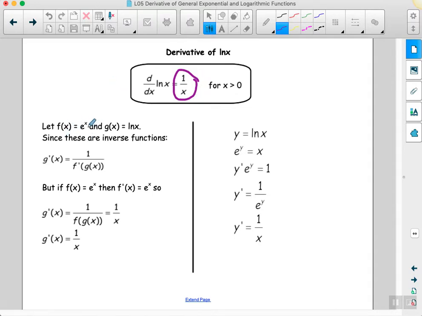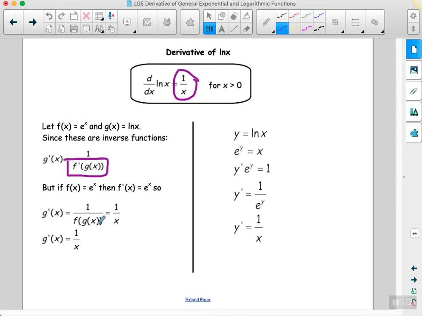f of x and g of x are inverse functions, right? So in the previous lesson we were looking at this formula: g prime of x is 1 over f prime of g of x, as long as these two are inverses, and these two are definitely inverses. I will note, though, that if f of x is e to the x, then f prime is e to the x. So I can rewrite f prime of g of x as f of g of x, because f and f prime are the same function.